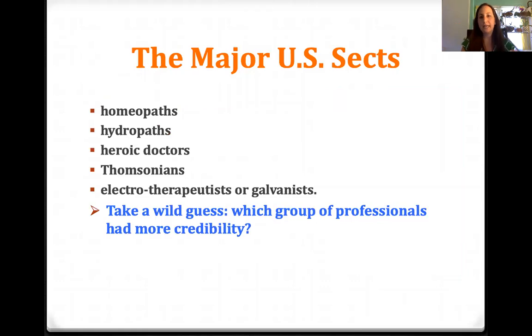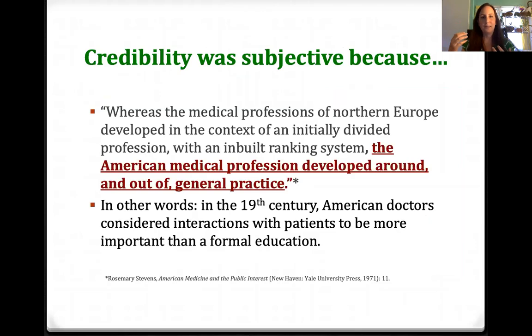So take a wild guess of which group of professionals had more credibility. I've already kind of told you. It was subjective, whereas medical professions of Northern Europe developed in the context of an initially divided profession with an inbuilt ranking system. The American medical profession developed around and out of general practice. So in other words, doctors were considered experts because of their interactions with patients.